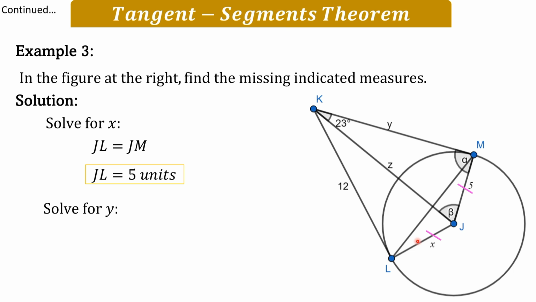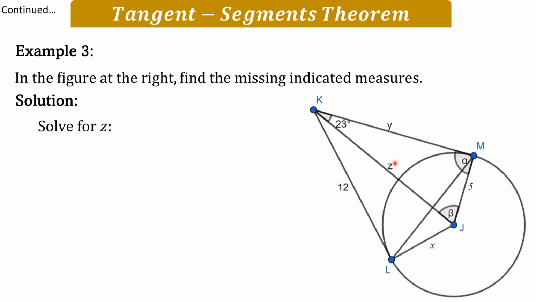Next, solve for y. Y is the length of tangent segment KM. Since tangent segment KM and tangent segment KL intersect at the exterior point K, their lengths are equal. Since segment KL measures 12 units, therefore segment KM measures 12 units.